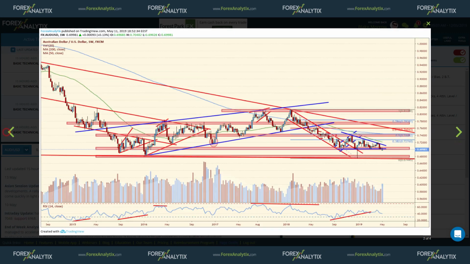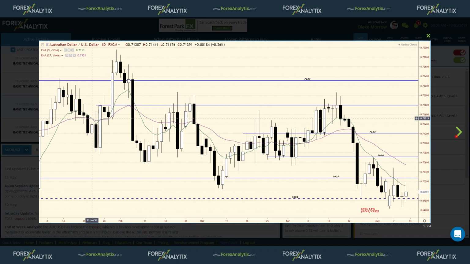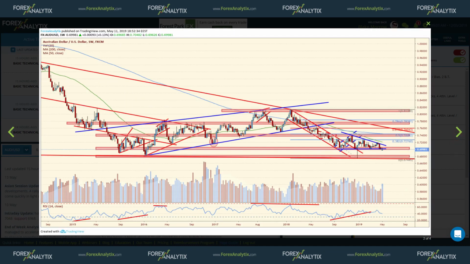When you start looking at the long-term charts, whoops, I flipped through the wrong one. Here's the weekly chart. You're looking at 68 cents and possibly a break below. It could take us down to the mid 60s. I mean, we haven't been down there in eons.